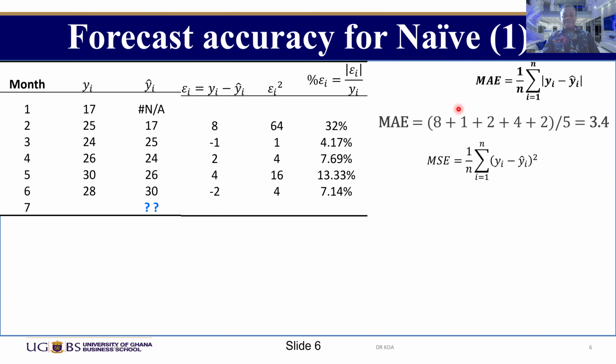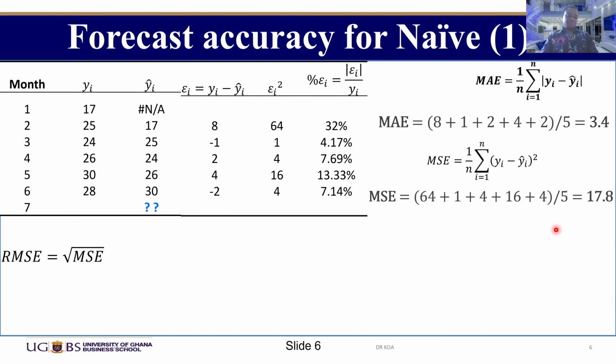The second forecast accuracy you're going to use, and at the end of the day, you're going to look for the smallest one, is the same errors but squared. Okay, the original errors, but this time squared. So you square everything from the errors, then you sum them and divide by the sample size. When you sum all of these and divide by the sample size of 5, you're going to get 17.8.